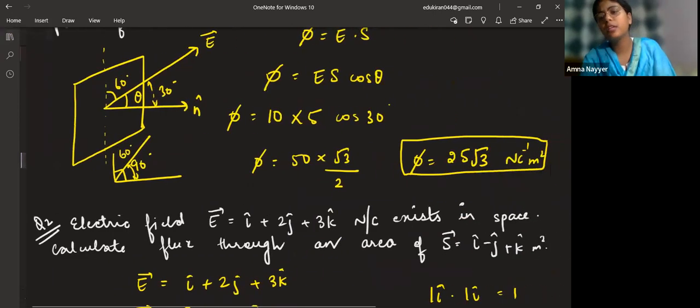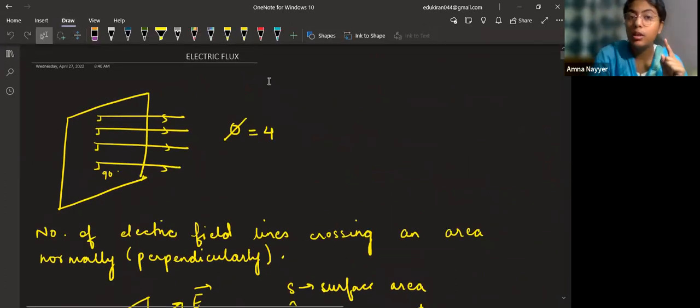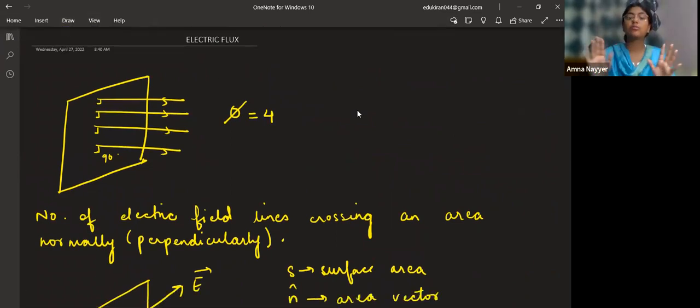The important topic is your Gauss theorem. From Gauss theorem, the applications of Gauss law, the infinite plane sheet, infinite line, all those are very important. So electric flux is what? We have to discuss electric flux. This is an important topic. What is meant by electric flux?